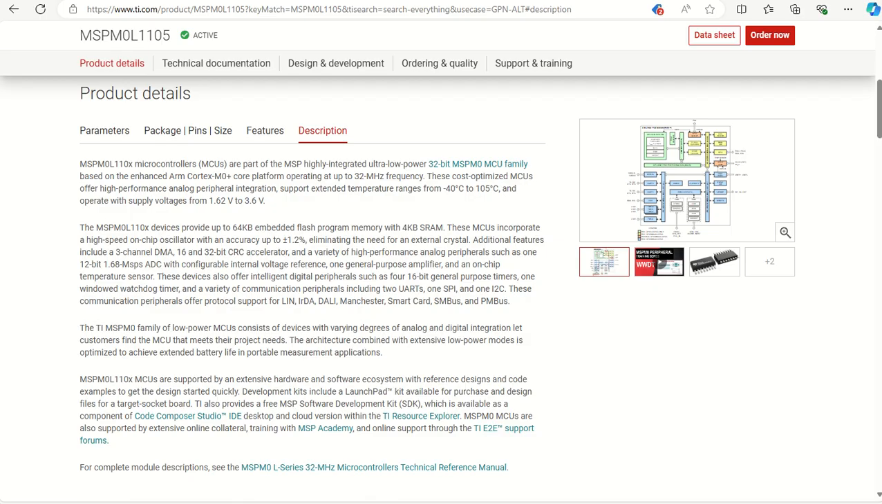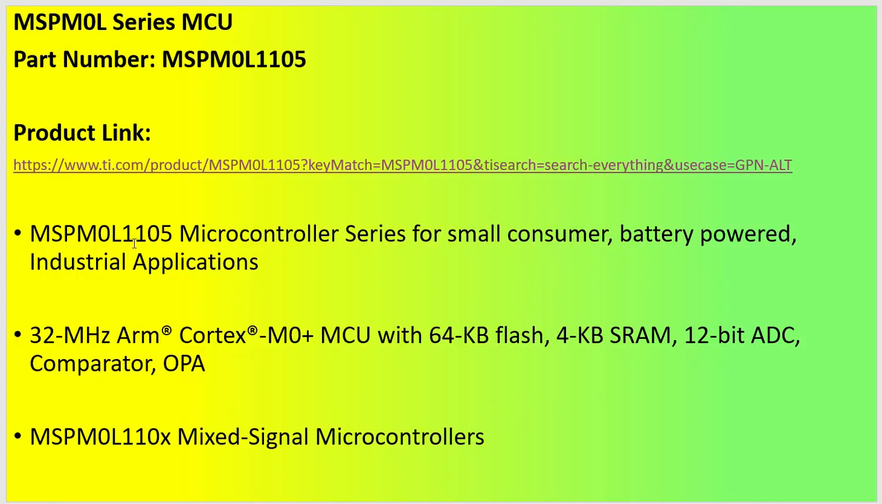Okay, let's move next. As you can see, this microcontroller series is for small consumer or battery powered industrial applications. It is a 32 MHz ARM Cortex M0 Plus MCU with 64 KB of flash and 4 KB of SRAM, with a 12-bit ADC as well as a comparator, and we have an operational amplifier also. This is a mixed signal microcontroller, handling digital signals as well as analog signals. What is the biggest advantage of this series, and why am I introducing this as a course? I will tell you the reason.